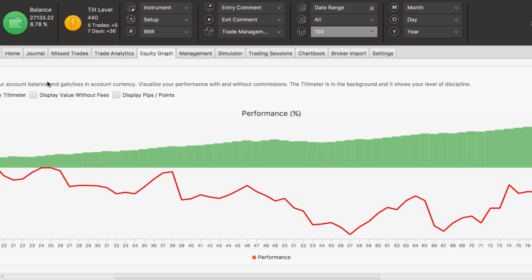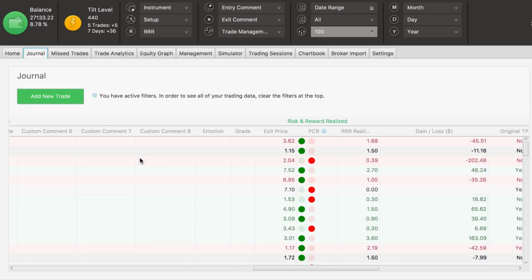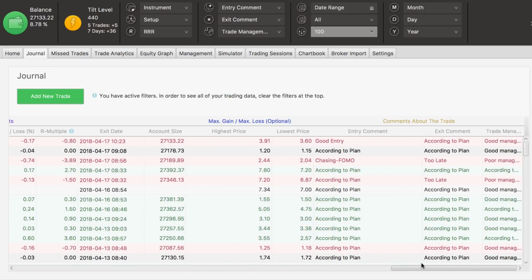So for that, I would go to the journal as the next logical step, and we can scroll to the right. We have the entry, the exit, and the trade management comments.